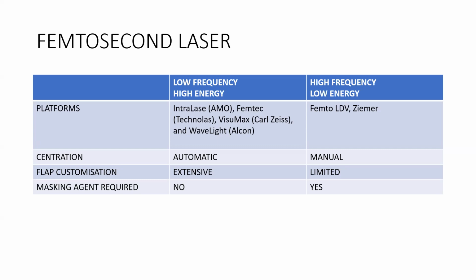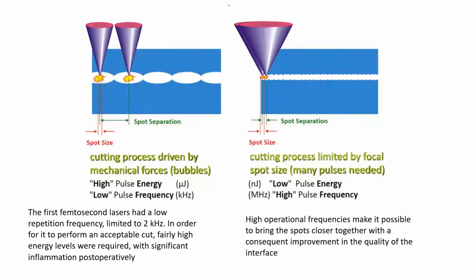So, the low frequency, high energy platforms include Intralaser by AMO, Femtech by Technolas, Visumax by Carl Zeiss, and Wavelight by Alcon. The centration in these is automatic. There is extensive flap customization available in these, and there is no masking agent required. Whereas the high frequency, low energy platforms, which is the Femto LDV by Zemer, there is manual centration in that, and only a limited amount of flap customization is available, and a masking agent is required to use these machines.